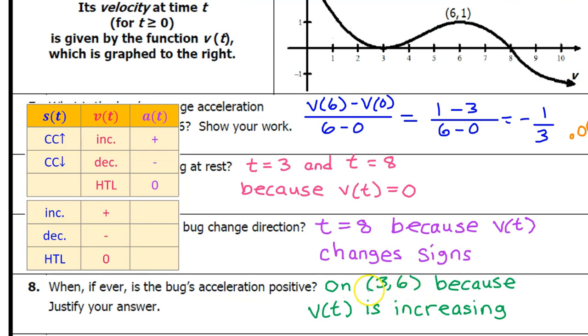Here's one other small but important detail. Always use parentheses when describing intervals of positive, negative, increasing, decreasing, concave up, concave down.